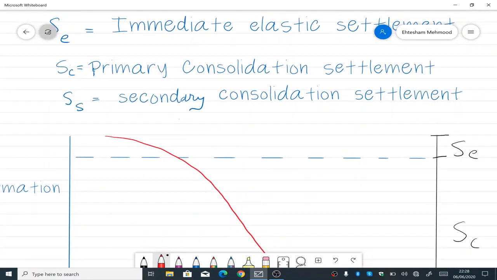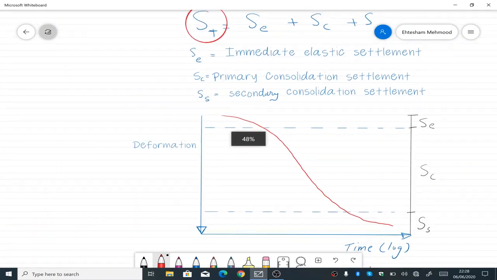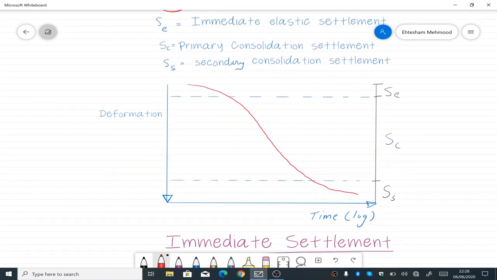I have drawn a graph here. On the left y-axis, we have deformation, increasing from top to bottom, and time is on a log scale from left to right. This is how a soil would compress or settle. The small amount here is immediate settlement, and at the end we have a smaller portion of secondary settlement. You see this huge area here, this is all due to consolidation, or primary consolidation settlement.